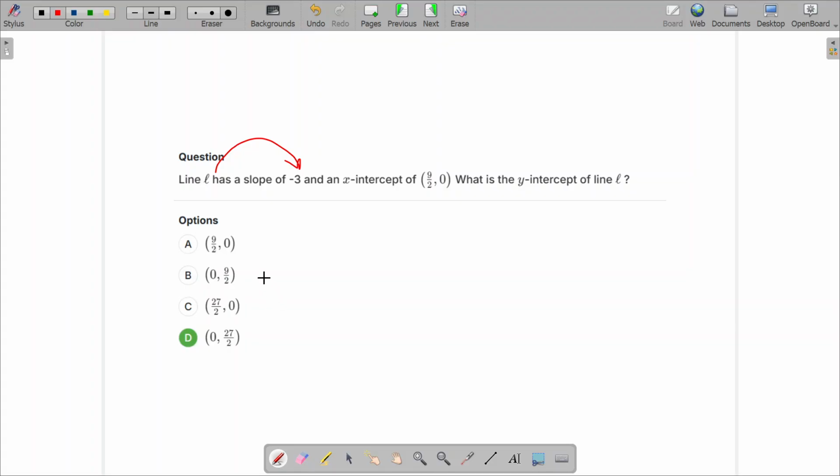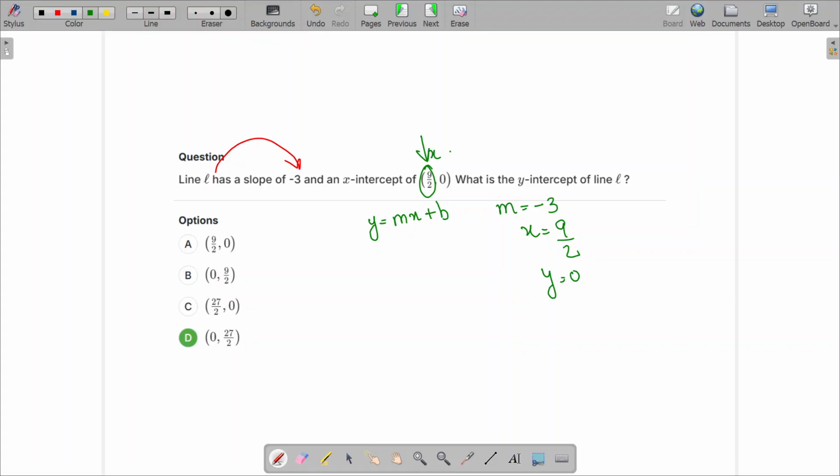Slope is given, and I know there is a general formula of a linear equation, that is y equals mx plus c or mx plus b, right? And slope is already given. What is it? Negative 3. What is x? X is 9 over 2. Can I plug in? Now, when x intercept is given, what is x intercept? When y equals 0.